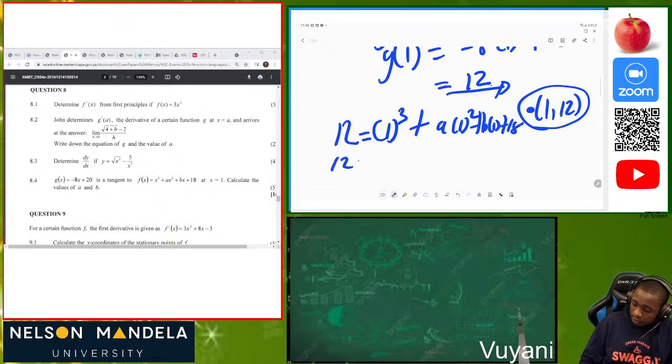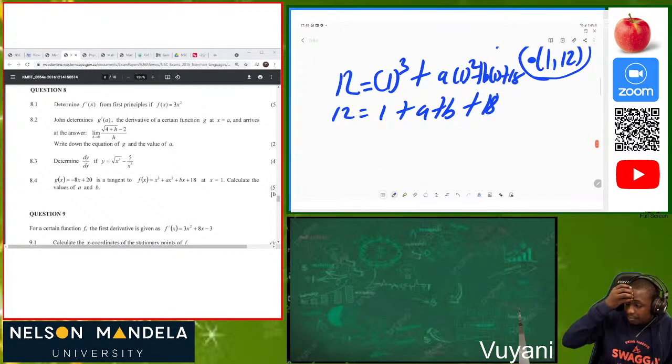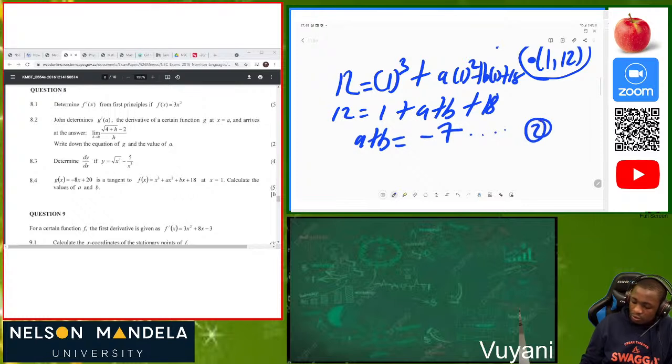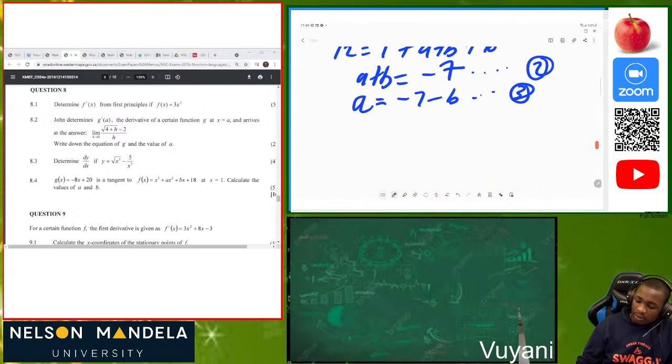So we have 12 equal to 1 plus a plus b plus 18. Then we end up having a plus b equivalent to -7. This is going to be our equation 2. So our a can be equal to -7 minus b, which is equation 3. Then we can substitute equation 3 into 1.